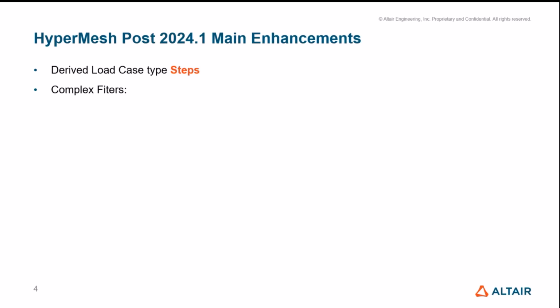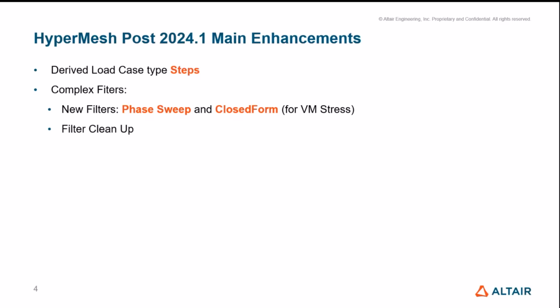We have been making several enhancements on the complex filter, and we have been introducing two new complex filters. One is the phase whip, and the other one, which I'm going to show you live, is the closed form, specifically for von Mises stress, and we're going to introduce it in the next release also for the von Mises strain. I will spend some words about it in my upcoming live demo. We have also made some cleanup on the complex filter.